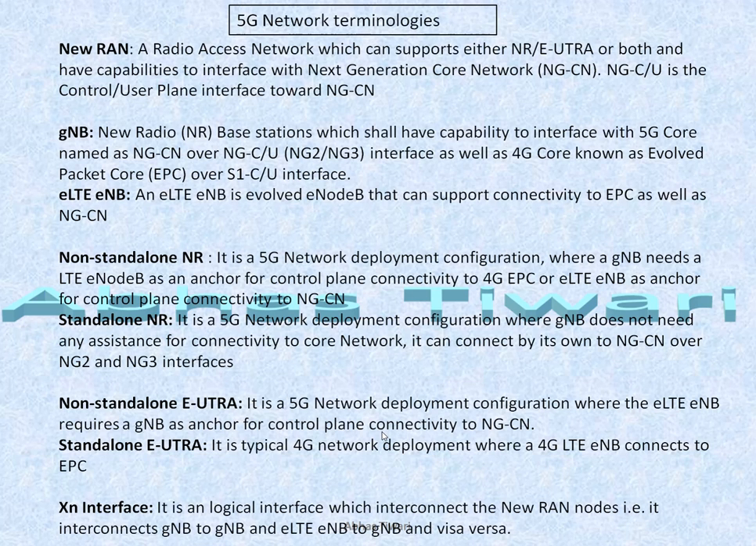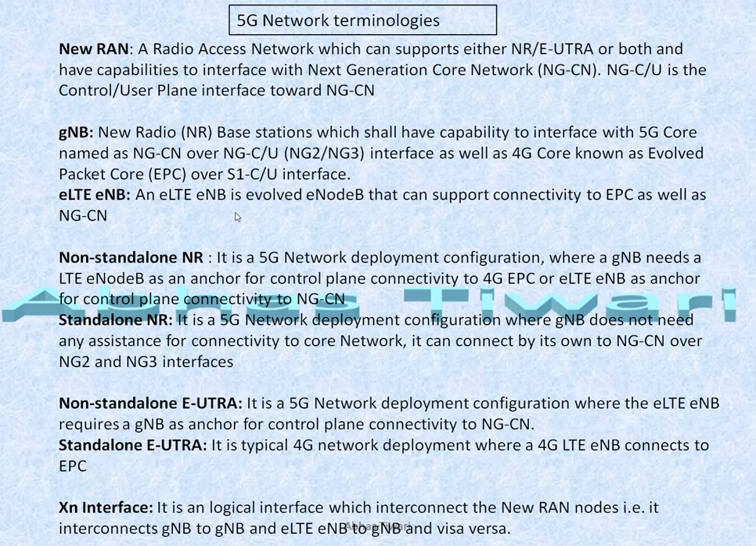A few other network terminologies related to 5G you need to be aware of before going towards the 5G architecture. Here we have the new RAN. New RAN is a radio access network which can support E-UTRA and new RAN, and can interface to the next generation core network also. The BTS here is called gNodeB, that is the 5G BTS, and the 4G BTS which will be supporting the 5G network is called ng-eNodeB.